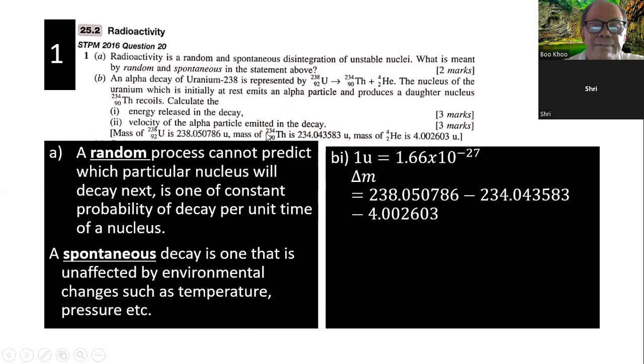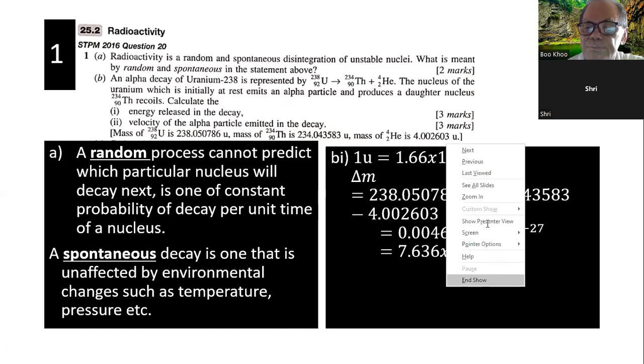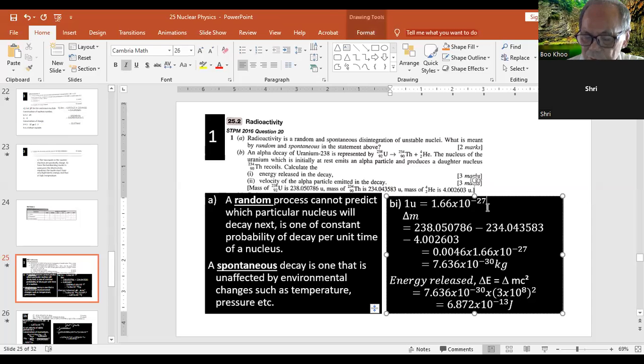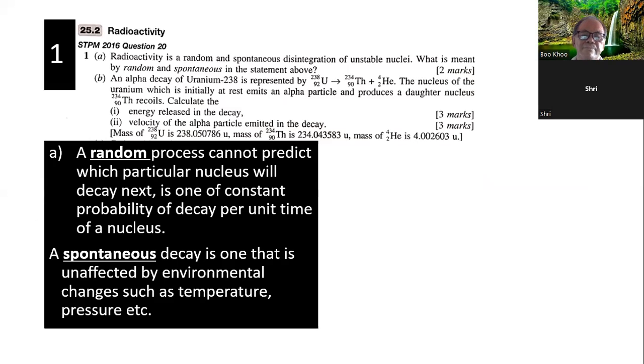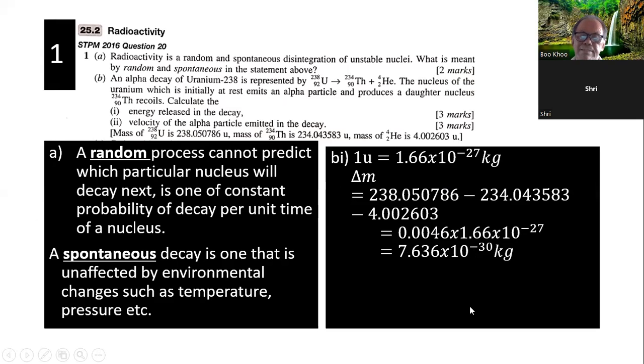So that one minus these two is in atomic mass units. So you multiply by that one. Sorry, that one should be in kilogram. Get it from a data sheet or the table of constants. From the atomic mass unit, change it to kilogram. The answer is in kilogram.